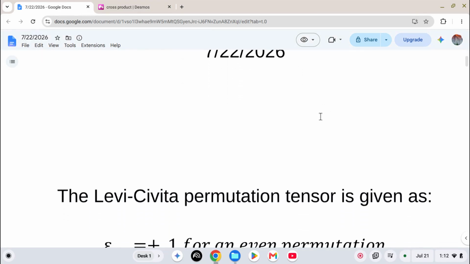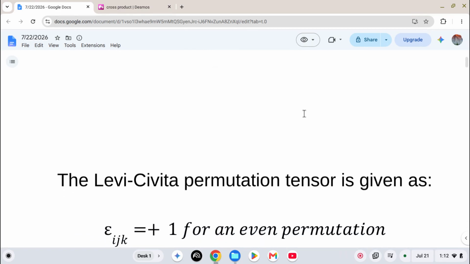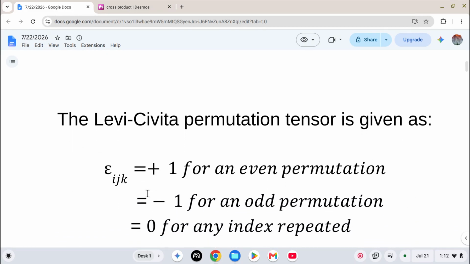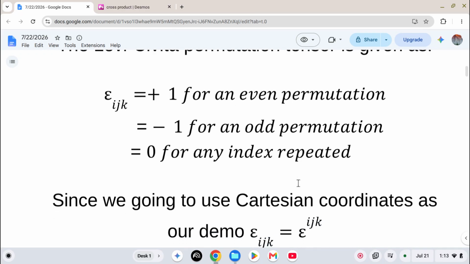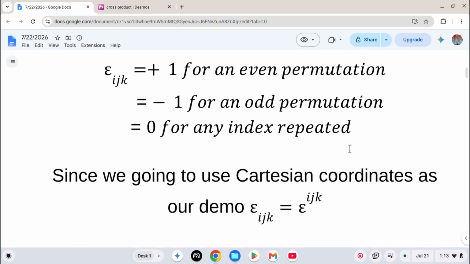Okay, today we're going to take a look at the Levi-Civita permutation tensor, and it's given as this. Here are the rules. If IJK is called an even permutation, you get a positive one. If it's an odd permutation, you get a negative one. And if any of the indexes repeat, you get 0. We're going to use Cartesian coordinates to do this, which means that the covariant tensor is the same as the contravariant tensor.